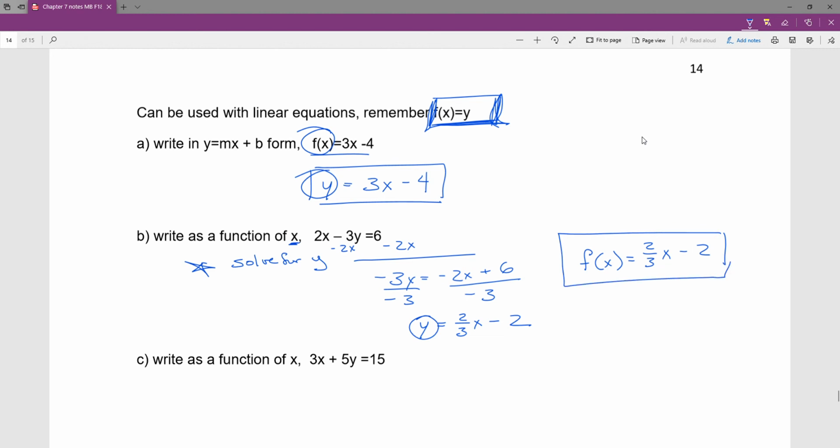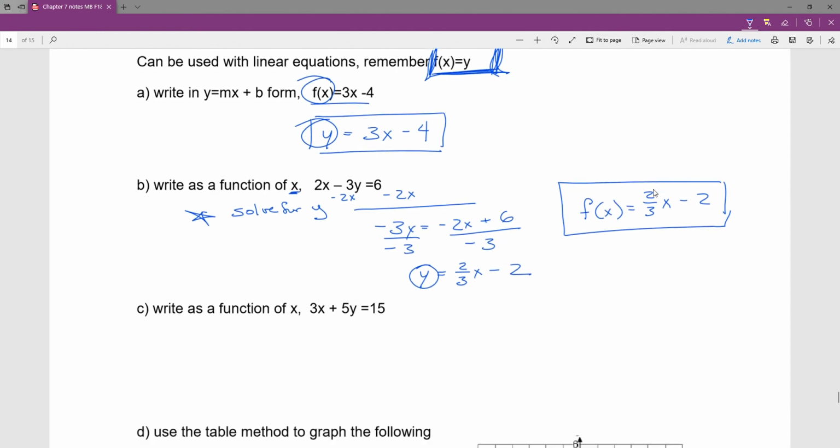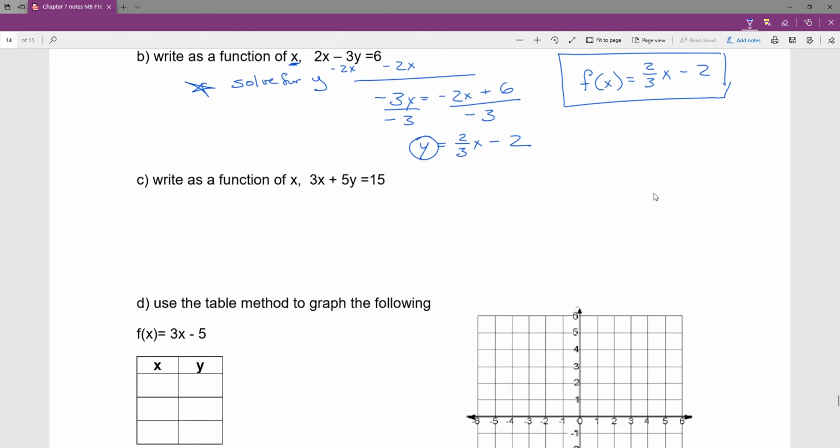Everything you've already done, just a different way of representing the information. Another one, so it gives you an equation and it says write as a function of x. All you need to do is solve for y.